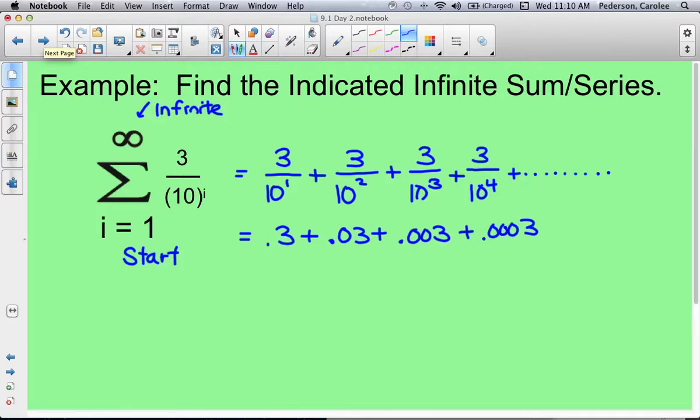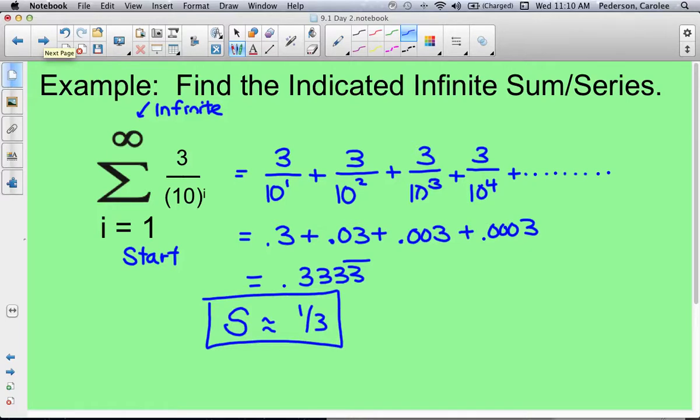If we could start to add these up, 0.3 plus 0.03 plus 0.003 plus 0.0003, what are we getting? 0.333 repeating. So we say that the sum of this series is approximately 1/3. It's not exact, but it's just continuing on and getting very close to 0.333 repeating, or 1/3.